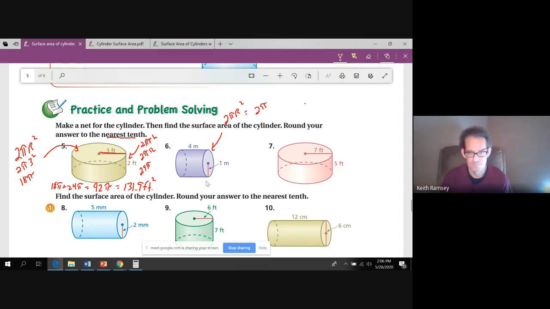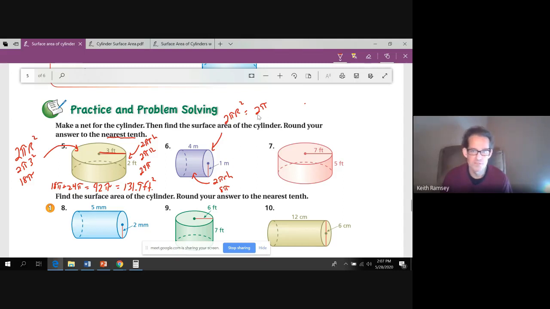All right. Next is that lateral surface. That's 2 times pi times the radius times the height. So the radius is 1, the height is 4. So 1 times 4 is 4, times 2 is 8. So this would equal 8 pi.